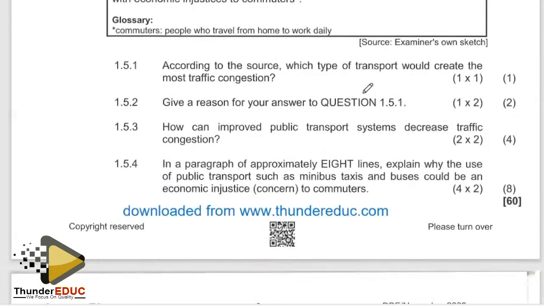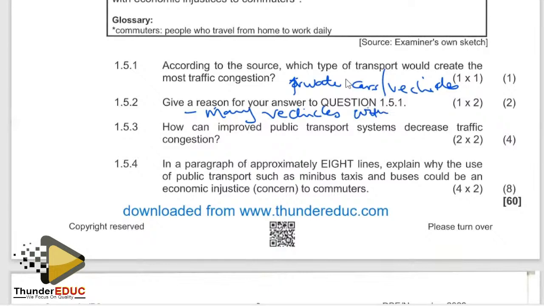According to the source, what type of transport would create the most traffic? Obviously, that is going to be the private cars or vehicles. Give the reason for your answer. Here we see many vehicles with few commuters.